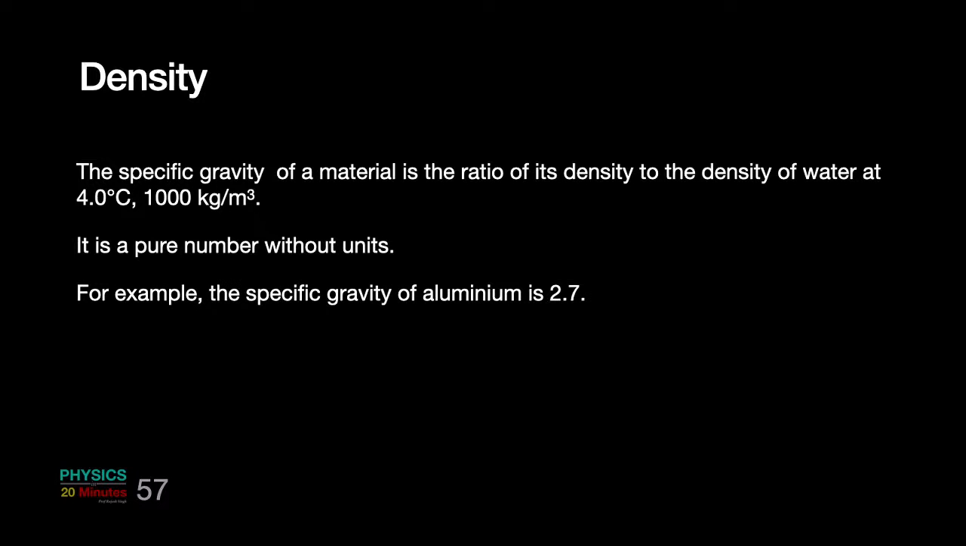When specific gravity is given, that means what is given to you is how many times the element is heavier compared to water. Heavier in a sense, denser. So when I say the specific gravity of aluminum is 2.7, that means aluminum is 2.7 times more dense than the water.